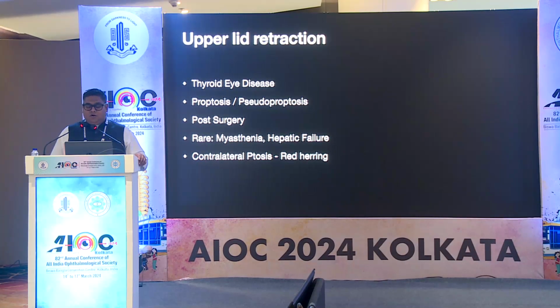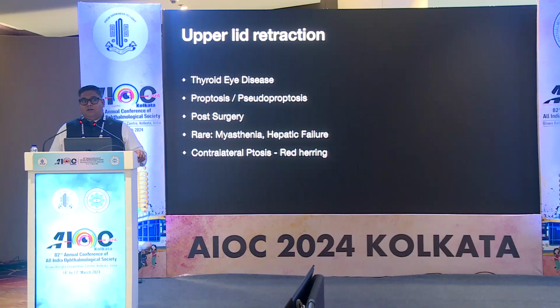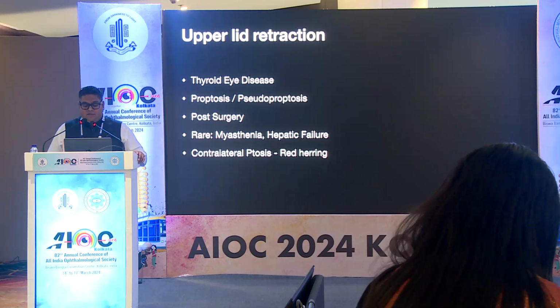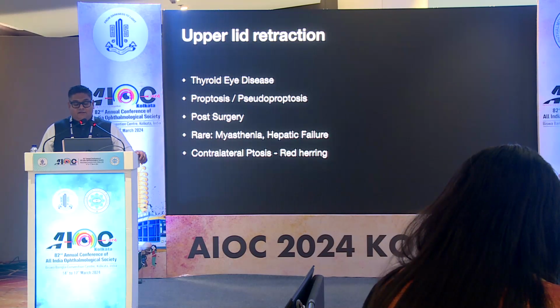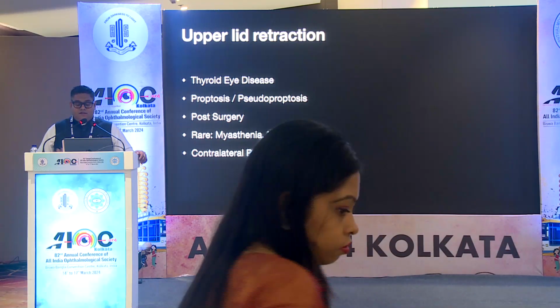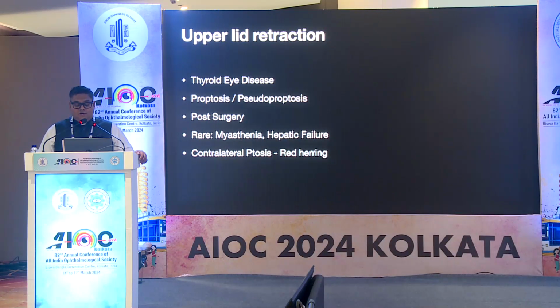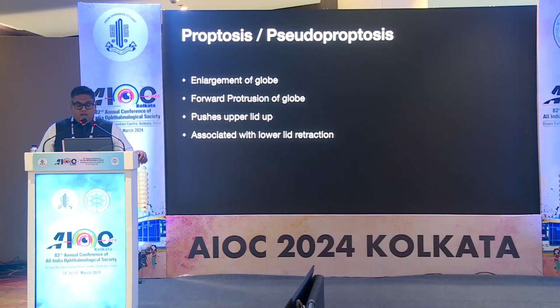Post-surgery can be another cause where, because of surgical correction to the superior rectus, the ptosis overcorrection, and rarely myasthenia, paradoxically, and hepatic failure are systemic causes. We'll come to contralateral ptosis as a cause of proptosis or pseudoproptosis in the other eye. So enlargement of the globe, especially in unilateral axial myopia, or true proptosis by outward protrusion of the globe because of a retrobulbar mass, pushes the upper lid up and is also associated with lower lid retraction.